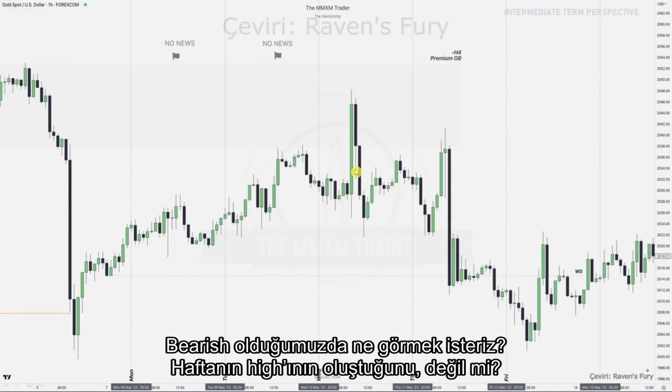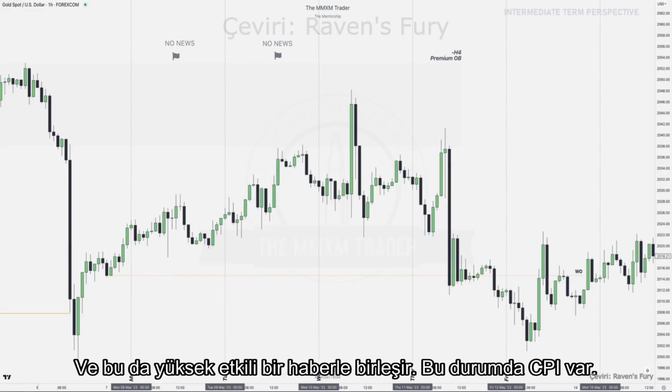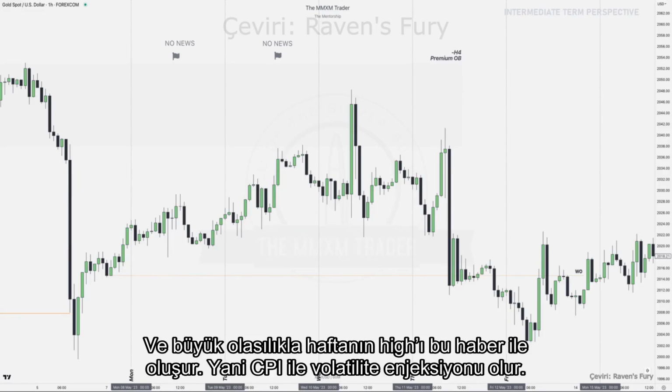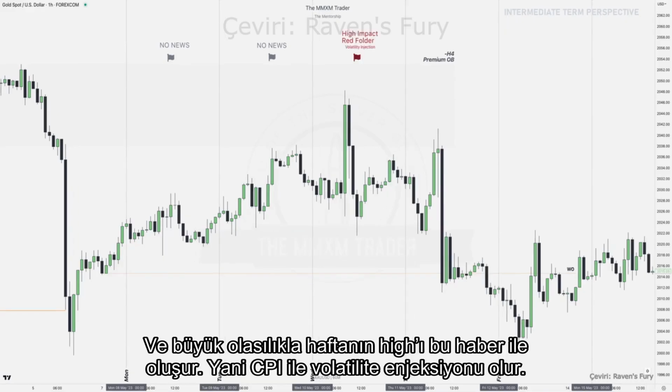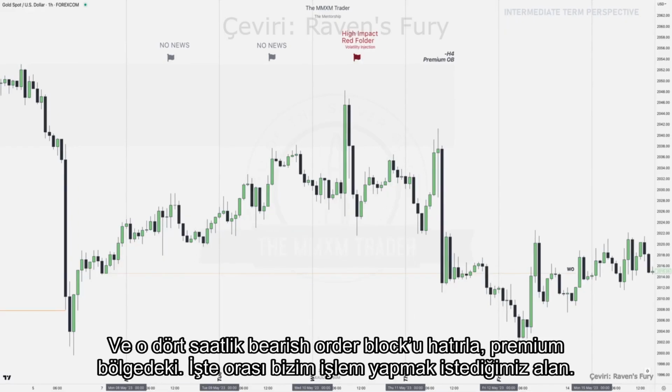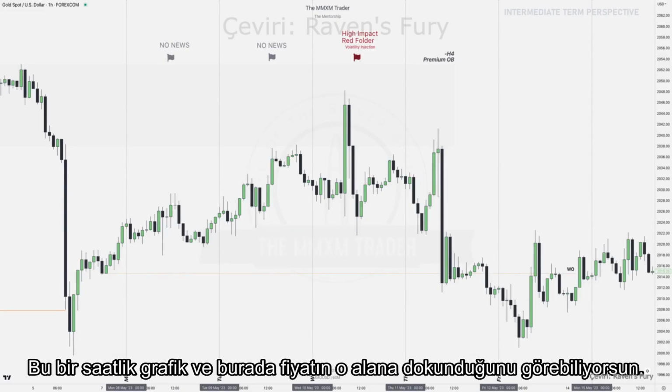Now what can we expect for Wednesday, right? What do we want to see when we're bearish? We want to see a high of the week being formed, right? And then that is coupled up with a high impact news event. So in this case, we've got CPI, and then it's most likely to form high of the week with that news folder. So CPI, volatility injection, and remember that 4-hour bearish order block, right, in premium, that is the area where we want to trade from.